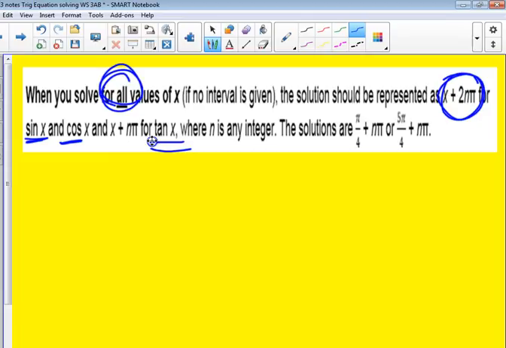If it's a tangent question, it repeats every pi. Okay, so you could just put it down once and then say it's going to repeat pi later. All right.